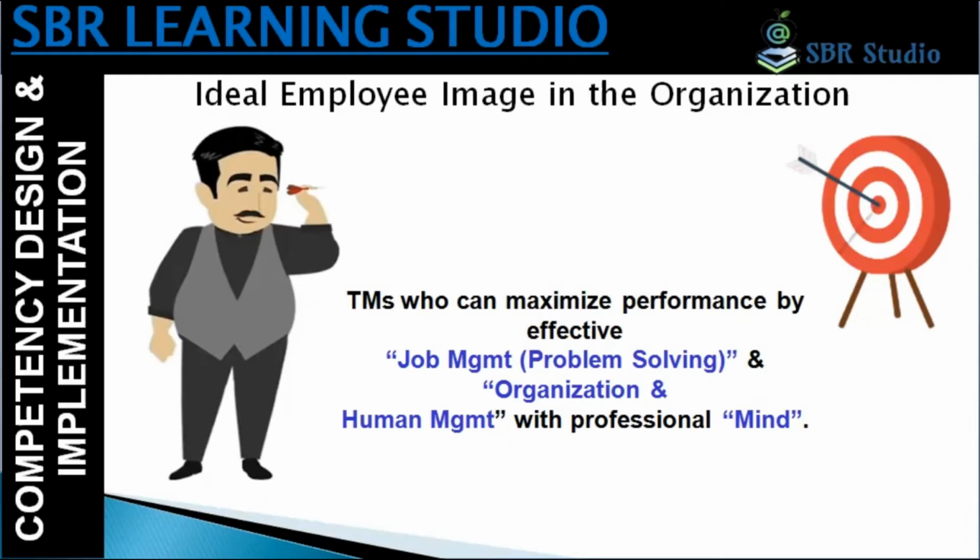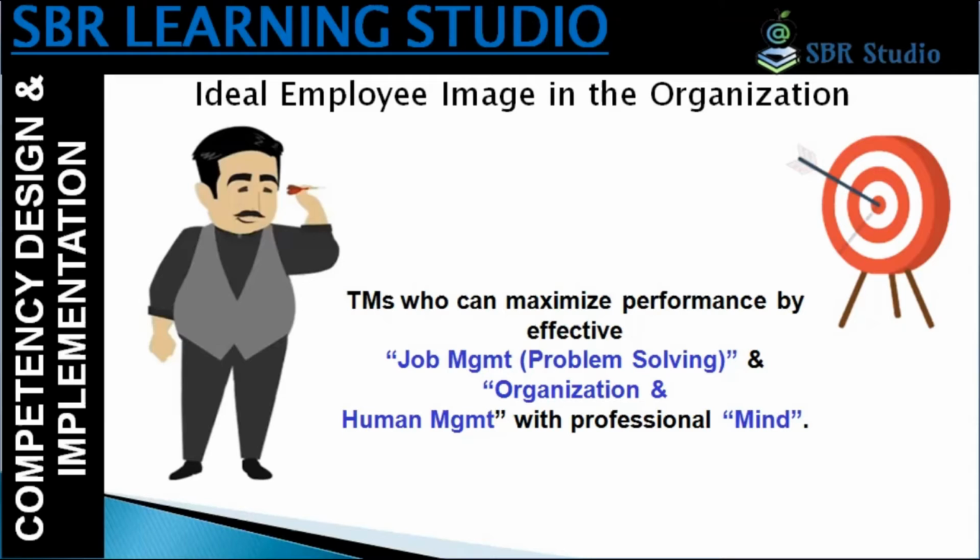The ideal employee image competency for an organization, which I'm sharing here with you, will help you identify those team members who maximize performance. Number one, managing their jobs: how to solve a problem if there is a problem, and how to utilize data, resources and networking to get those tasks done and achieved. That is job management. Second, organization and human management. The ideal employee does not only work for job management, they work for organization development and human development. Human development means their self-development and their subordinates' development too.